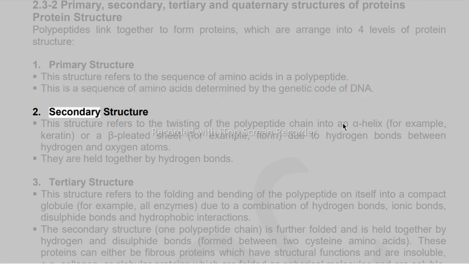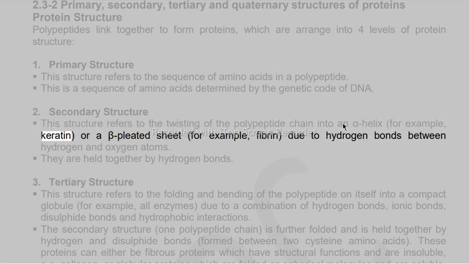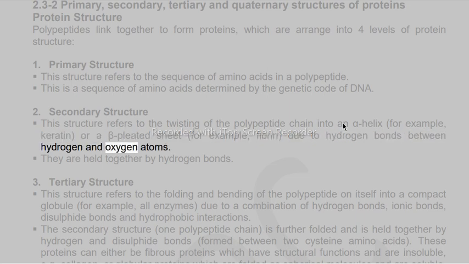2. Secondary structure. This structure refers to the twisting of the polypeptide chain into an alpha helix, for example, keratin, or a beta-pleated sheet, for example, fibrin, due to hydrogen bonds between hydrogen and oxygen atoms. They are held together by hydrogen bonds.